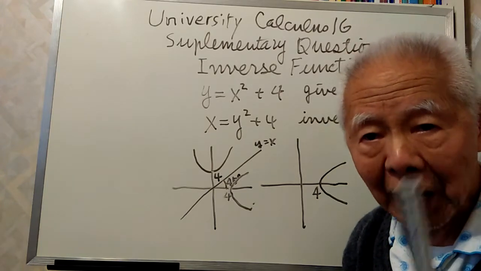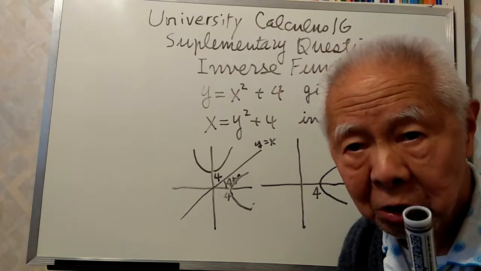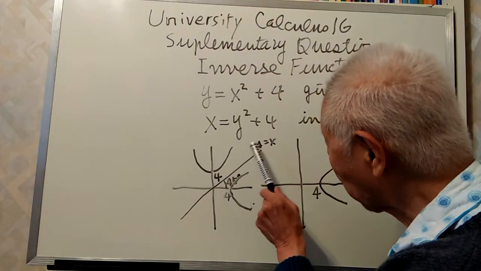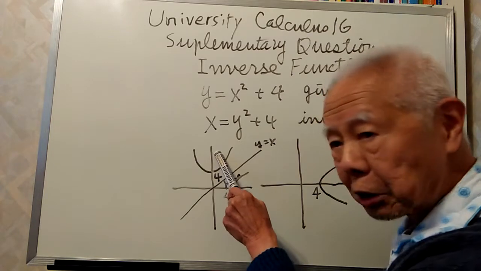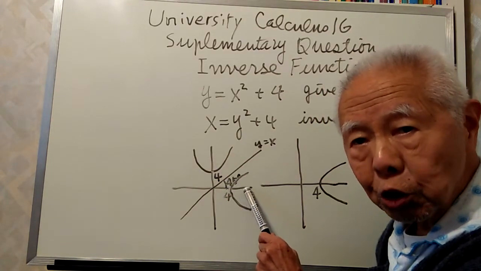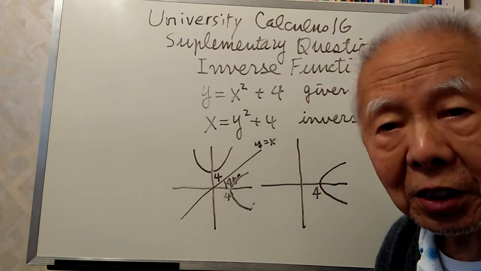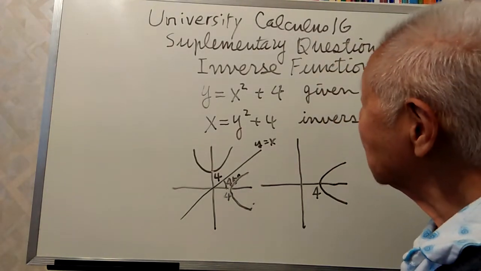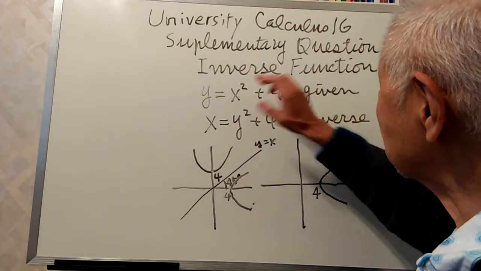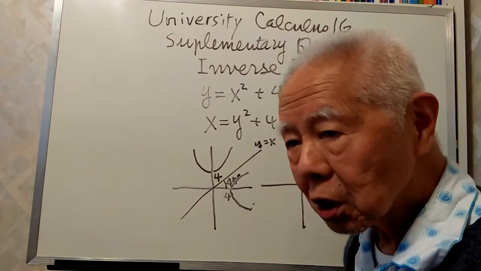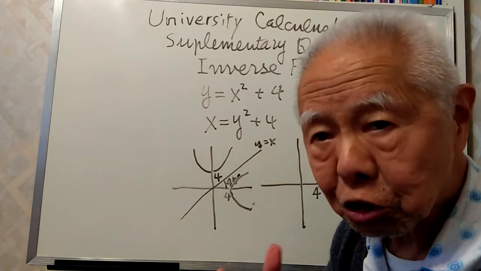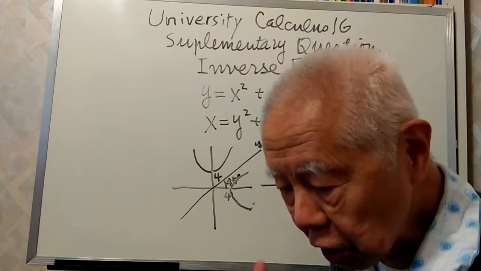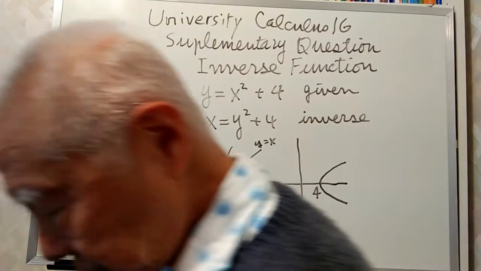So, how do you get the inverse function? You do a reflection. Do a reflection in this line, y equals x, and the original function goes to this new graph, which is our inverse. Now, the supplementary question is a suggestion that you can get the inverse doing in another way. Okay.